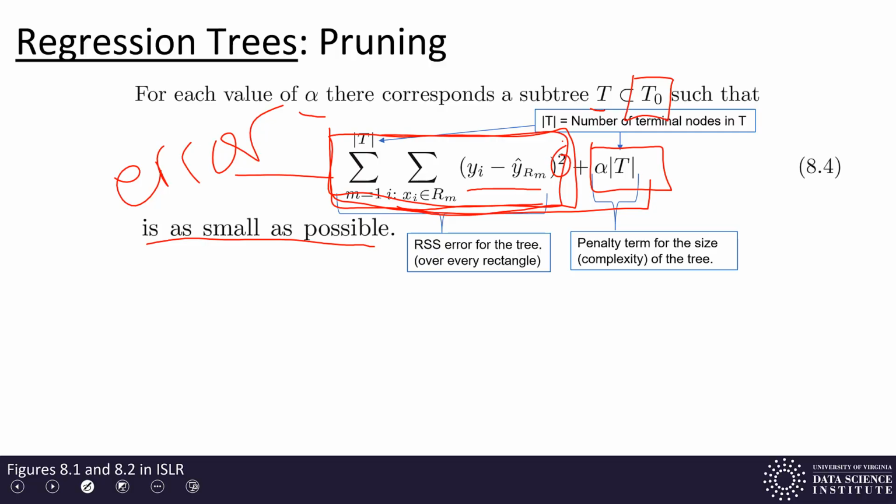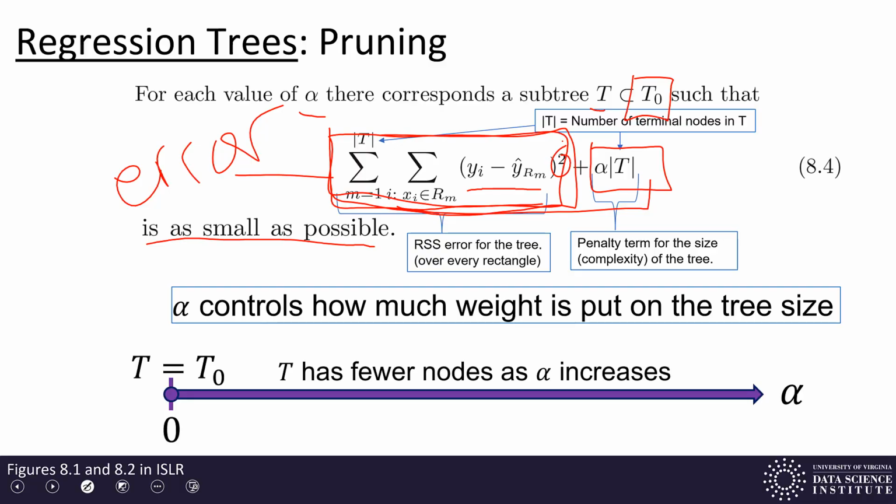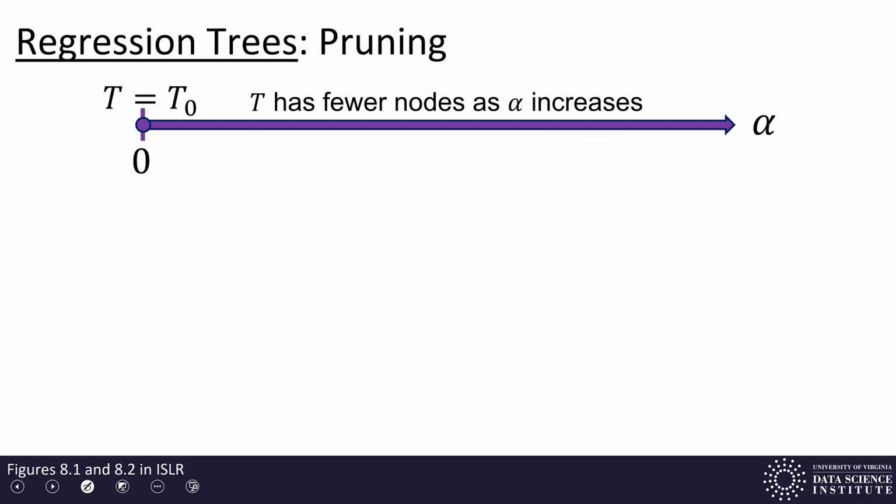This is a penalty term on the complexity of the tree. So the larger you pick alpha, the more this penalty term will matter, and the more scaled back or pruned your tree would be. And so for each alpha, there is one tree that makes this as small as possible. Alpha is going to control how much weight is put on the tree size, and then we pick alpha using cross-validation. So you think of this alpha parameter, 0 is the smallest it could be. If alpha is 0, we're looking at the full tree, and as alpha increases, the tree is going to have fewer and fewer nodes.